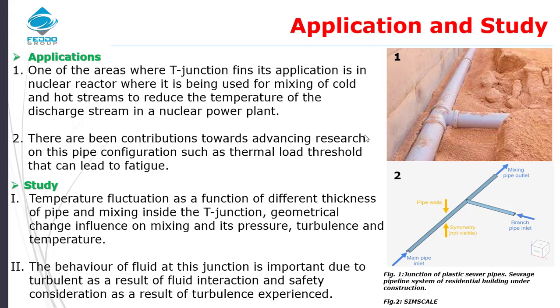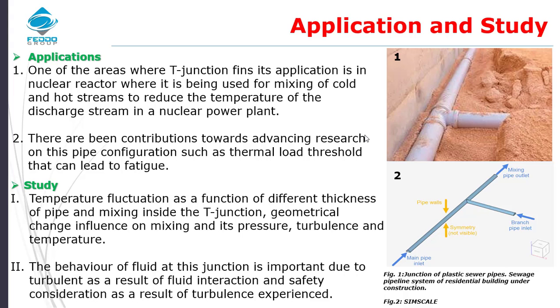The study part of this research is temperature fluctuation as a function of different pipe thicknesses. The temperature behavior in this pipeline is largely dependent on the thickness of the pipe and mixing inside the T junction too. So the mixing occurring in the T junction pipeline, and also the thickness of the material used for the pipe, are major factors for the temperature fluctuation. And of course, the geometrical change influences mixing as well as temperature; the turbulence and temperature are key factors in considering the pipe configuration with respect to the temperature fluctuation.